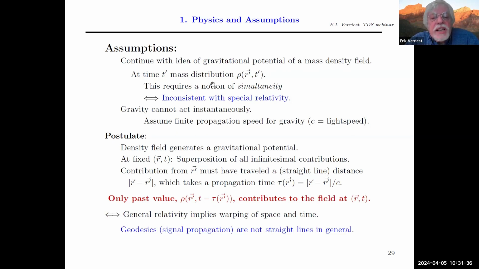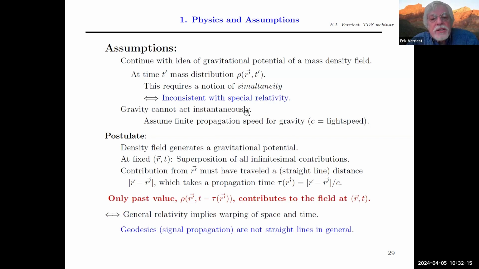And so that means that I assume that at time t prime, I have a mass distribution, which may be different at any point r prime. But to express this requires a notion of simultaneity, which is directly in contrast with, or inconsistent with, special relativity. So to allow this, I need to assume small velocities. Okay, so that's one. Then also gravity cannot act instantaneously.